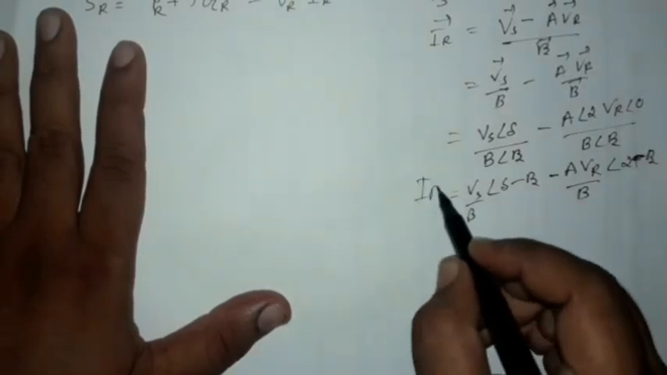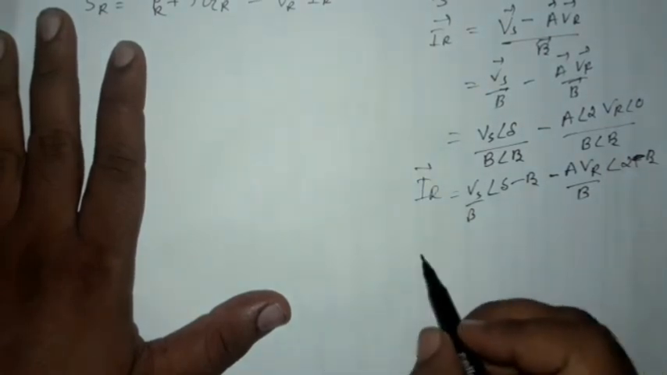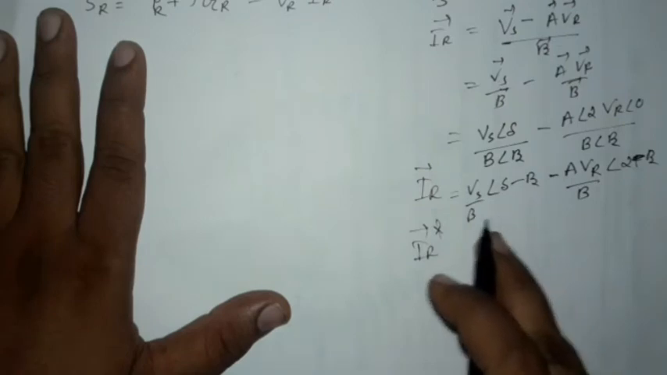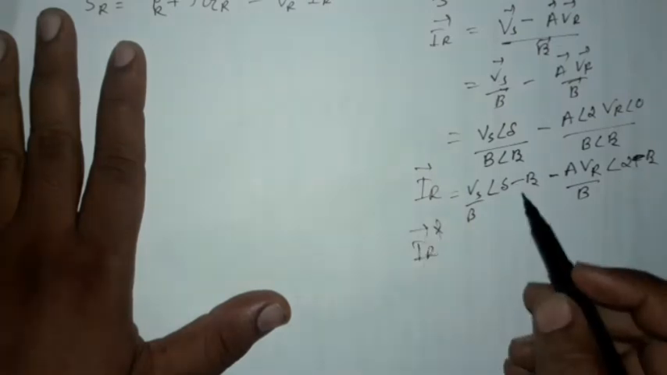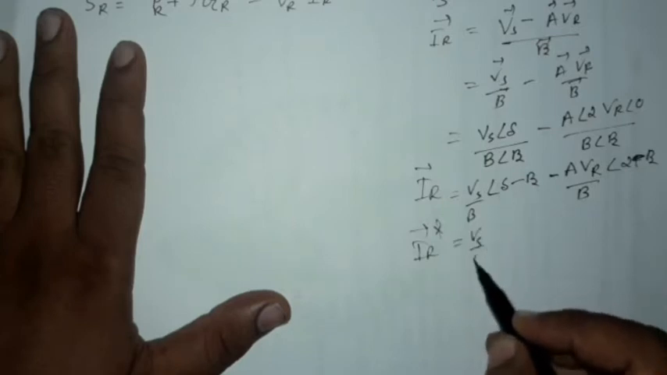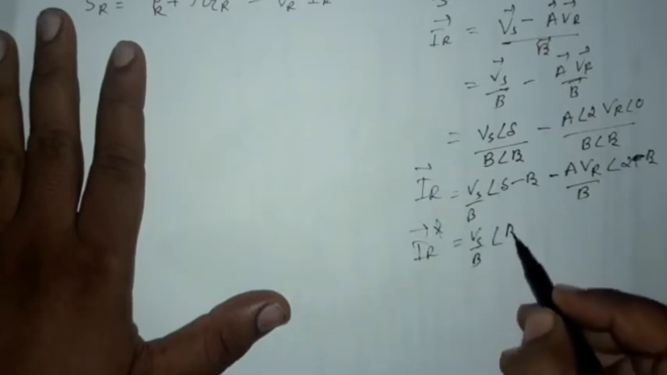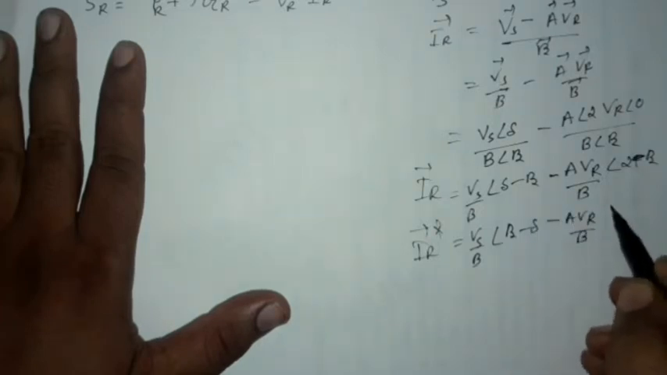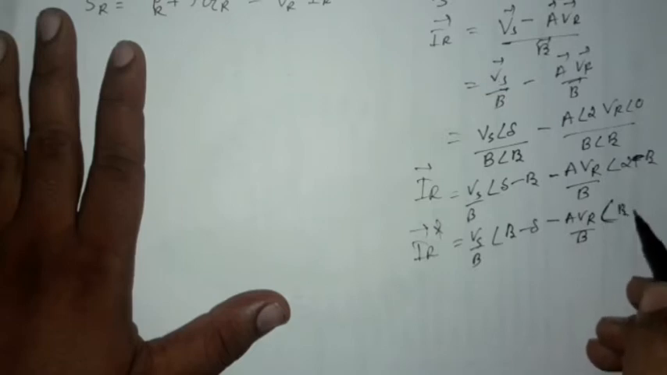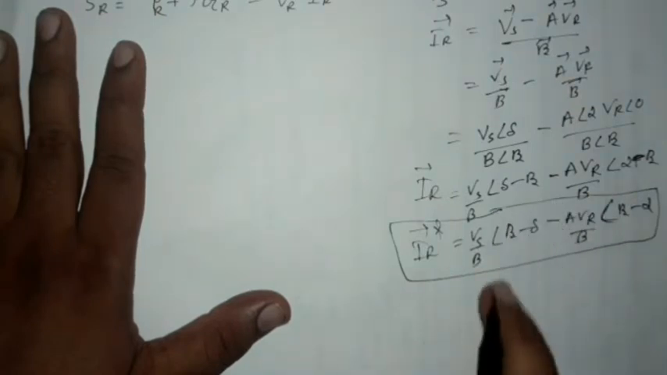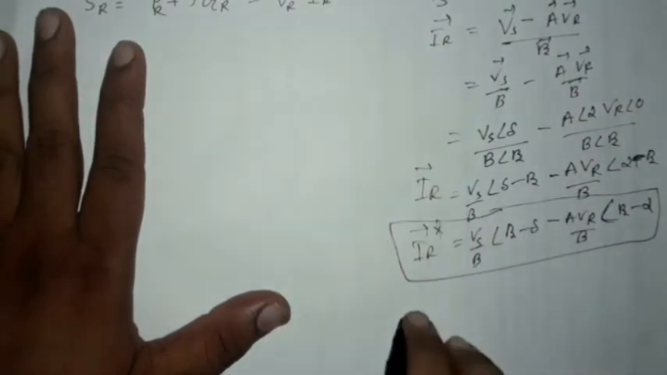Now this value for IR. Now we find IR conjugate. So find out the conjugate of IR. We just change the sign of this angle. So here it is Vs by B into angle beta minus delta minus A VR by B into angle beta minus alpha. So this is the equation for IR. Now we put this equation in our power equation.